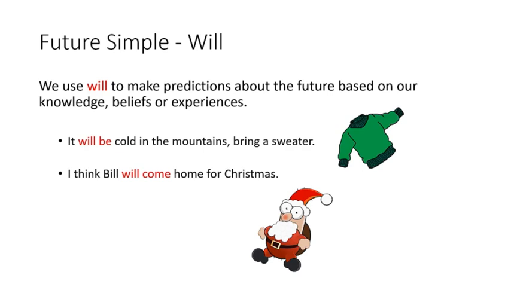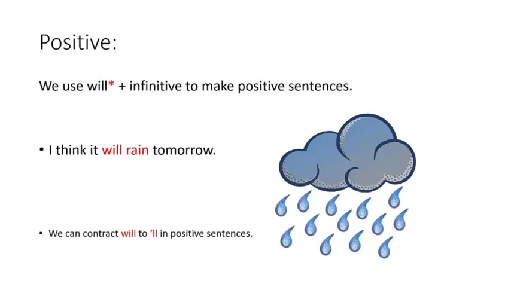I think Bill will come home for Christmas. So this is our opinion, our belief. Let's see, how do we make positive sentences, affirmative ones? We use will and infinitive to make positive sentences. Note here that we can contract will to apostrophe double L in positive sentences. It'll rain tomorrow. I think it will rain tomorrow. So the full form is will rain, and the contracted short form is it'll rain tomorrow.